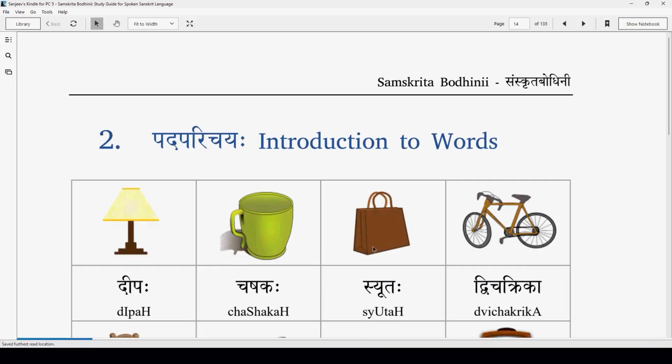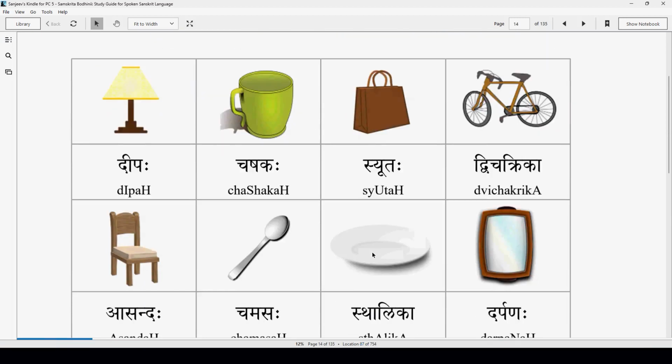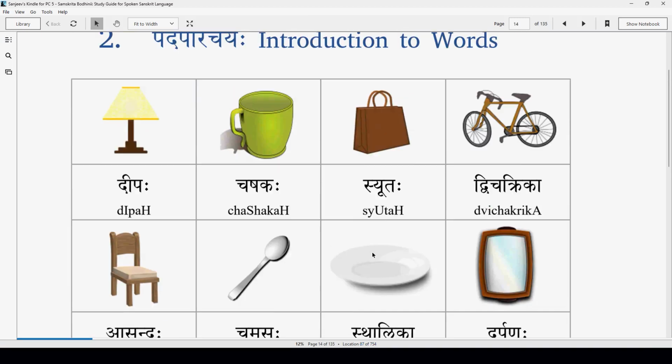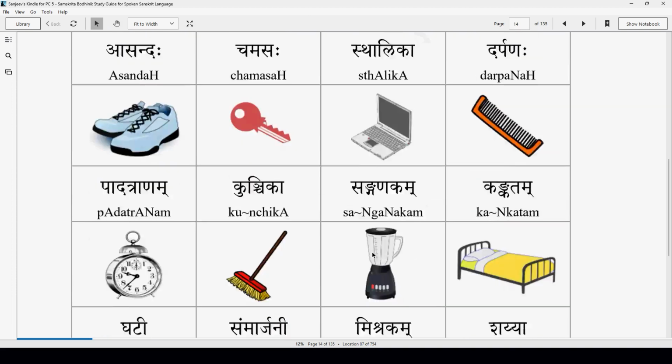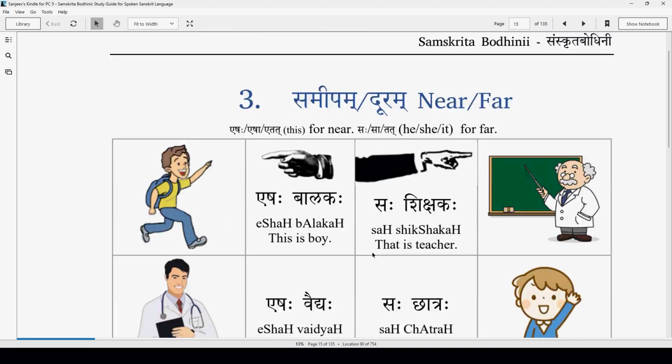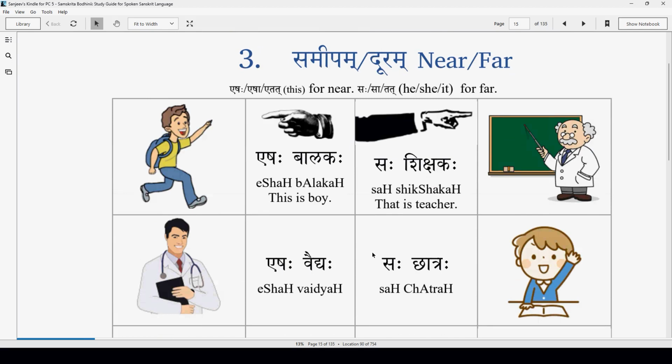So we have gone through this page here, which shows some of the words just for our knowledge. Deepa, Chashaka, Syuta, Dichakrika, etc. And then to indicate Samipa Dura, we started looking at these sentences. Esha Balakaha. Esha means this. What is this Esha?